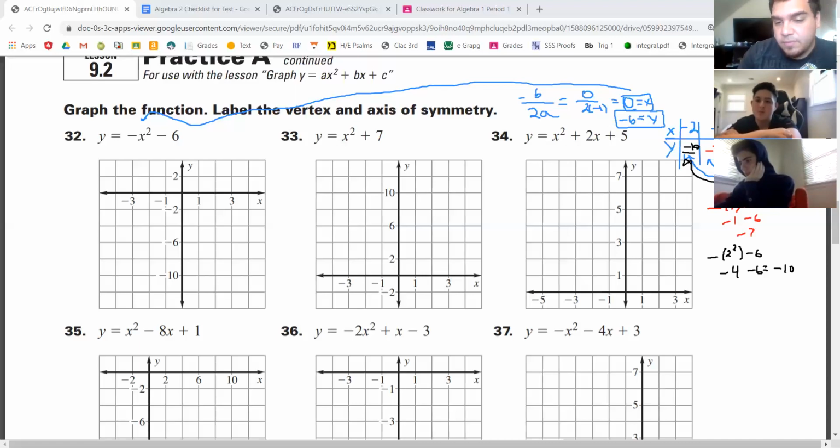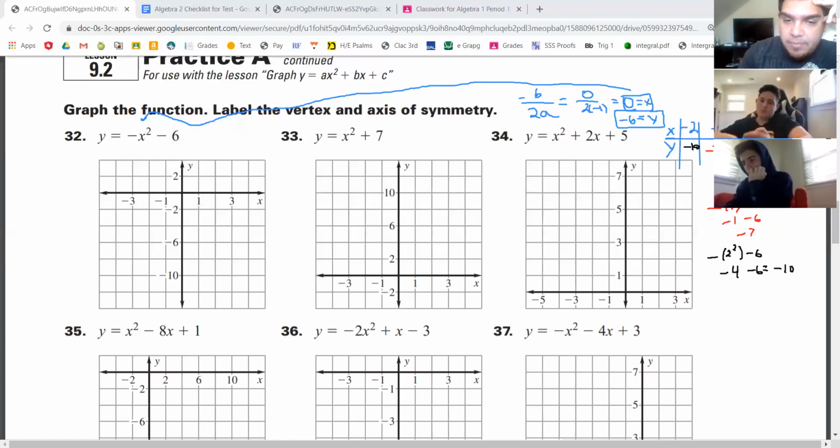Wait, I'm confused. Why do we need the -10? The -10 is the y value at +2. Oh, okay. Is that the top of the parabola or? No, let's graph it and we'll see how it looks.